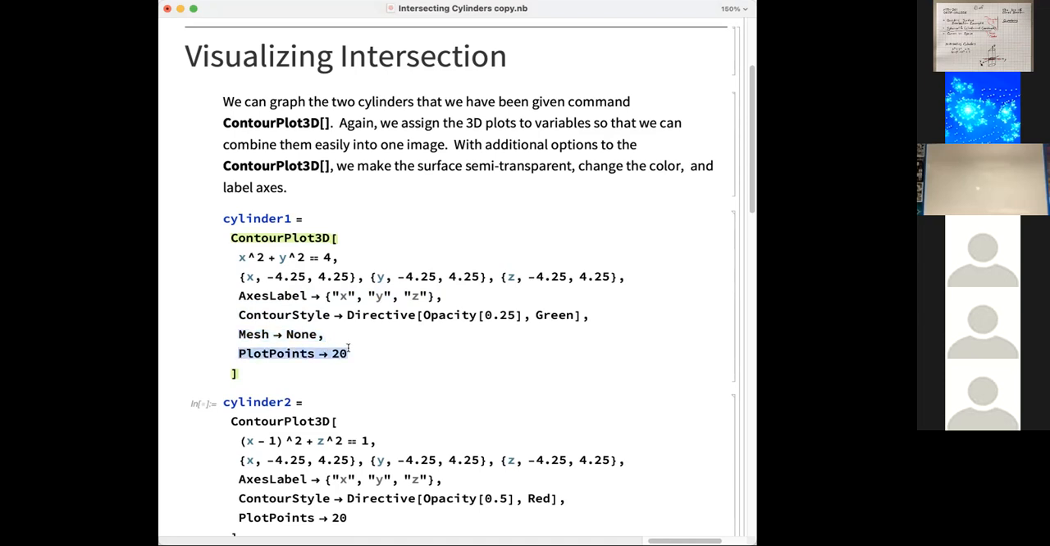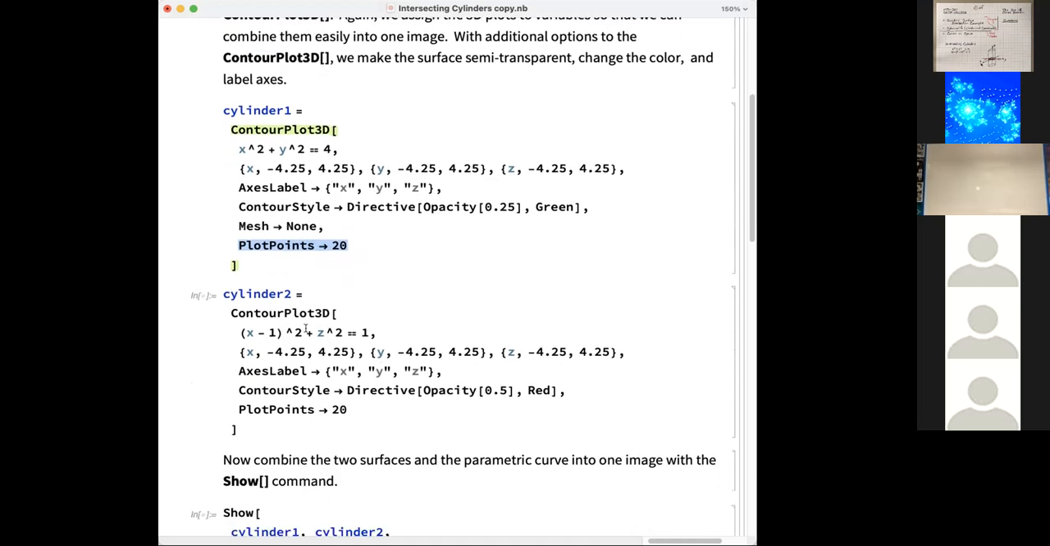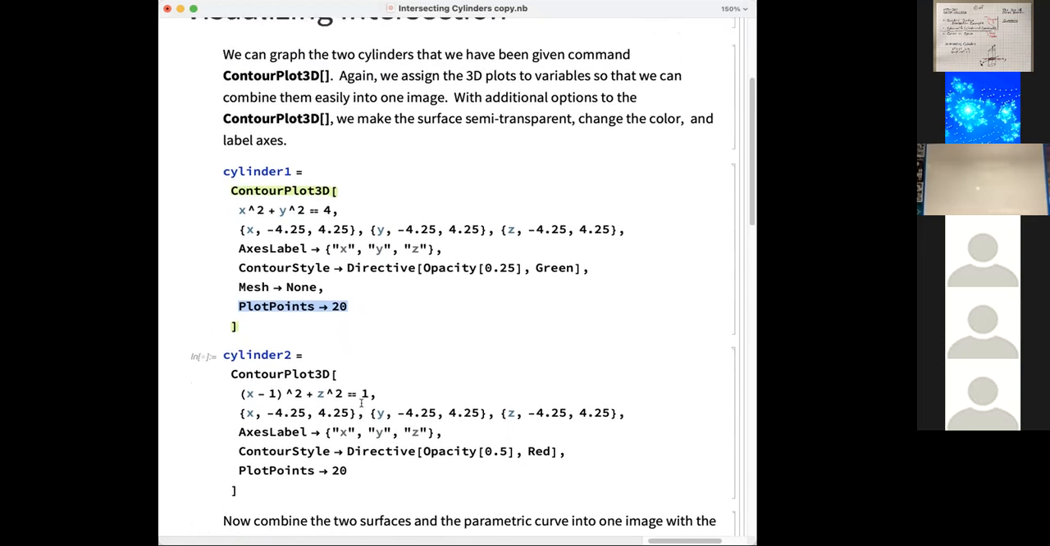Plot points controls how well the cylinder is plotted. The more points I use, the smoother this picture will look, but the more intense the calculations will be. So I can actually ask Mathematica to do more calculations, but I've got to be careful with that because it costs time and memory. And I'll do similarly for cylinder two. Not quite as transparent, going to be red. Let's give it 20 points. Now let's look at these two objects.